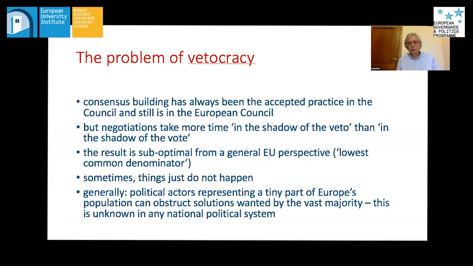And generally, the problem with this, and the reason why it can be called vetocracy, is that in such situations, you can see that political actors representing a tiny part of Europe's population, say the government of Malta, can obstruct solutions wanted by the vast majority. And that is a situation that is unknown, I think, in any national political system.